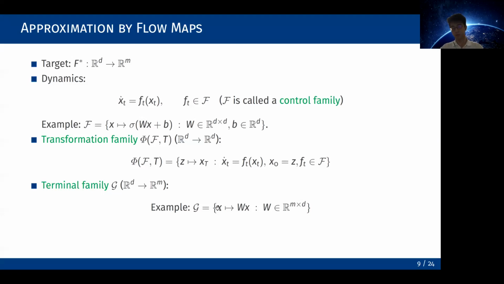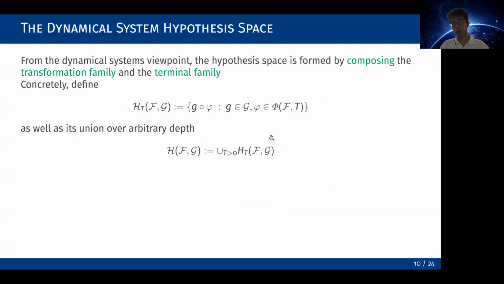Okay, so this is just X and projected to WX, where W is the obvious dimensions. Okay, so the approximation problem phrased in this dynamical systems framework is basically the following. We have to define a dynamical systems hypothesis space, which is simply the composition of a function G in the terminal family, so this is the last layer, composed with some transformational function from the transformation family.